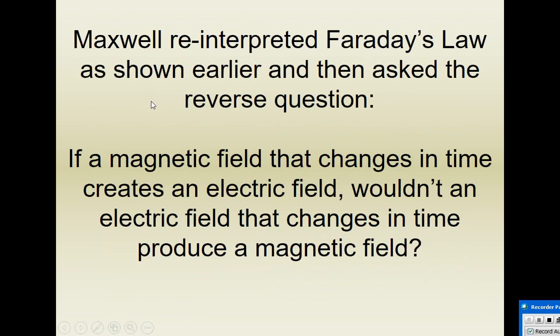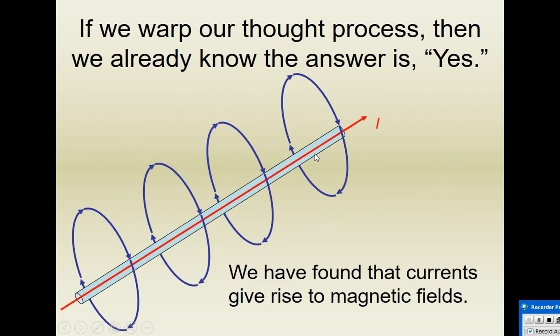Now, what Maxwell did was he took Faraday's law and, just like we discussed earlier, said, well, okay, a changing magnetic field creates an electric field. That's what Faraday's law says. But Maxwell decided to turn that idea around and ask the question, can an electric field that's changing in time create a magnetic field? And it's not going to surprise you that the answer is going to be yes. But in fact, we didn't need this discussion on Maxwell to figure this out.